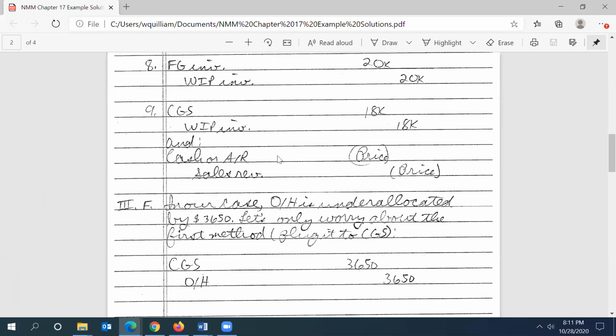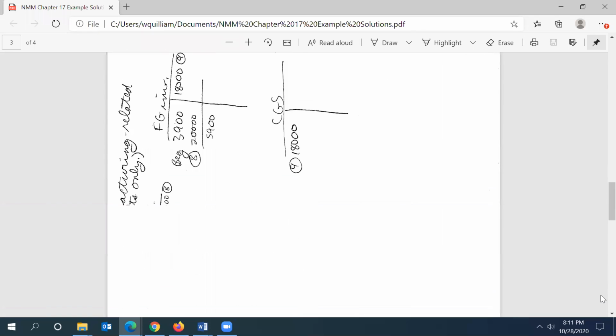Now, there will also be a journal entry for the sales revenue itself. We don't know how much it is, but it would be a debit to cash or accounts receivable. Cash if the customer gave us cash, accounts receivable if they said charge it. Both are assets, so they would be increased by whatever the price is. Then sales revenue would be credited for whatever the price is. The credit will increase sales revenue. I'm just worried about this first journal entry here, again being manufacturing related accounts.